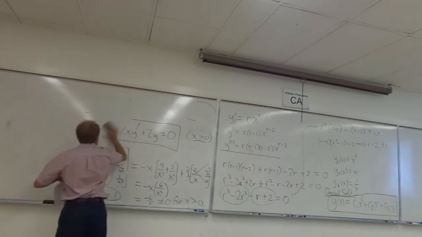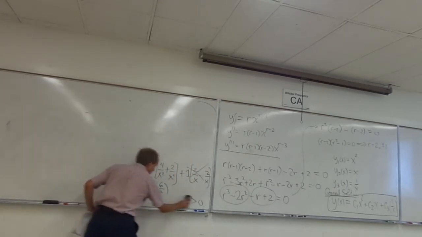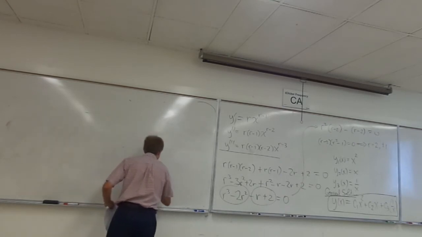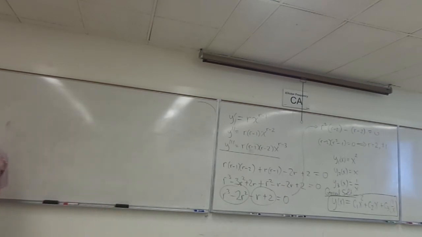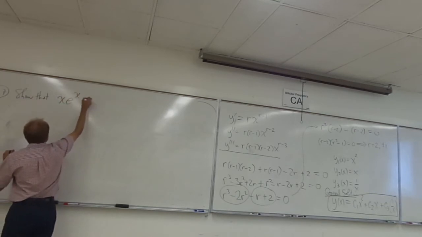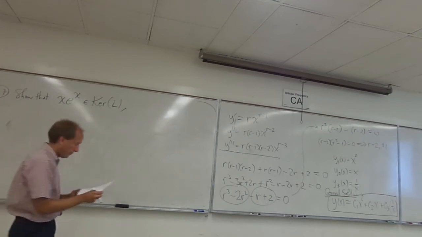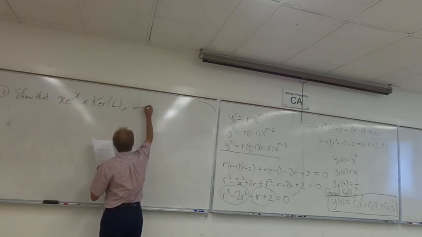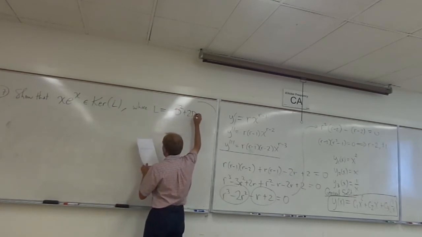Okay, let's do number 7, the one right before that on the sheet. Show that x e to the x is an element of the kernel of L, where L is negative d squared plus 2d minus 1.